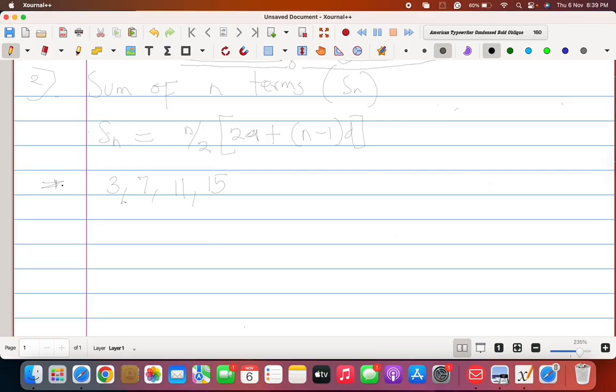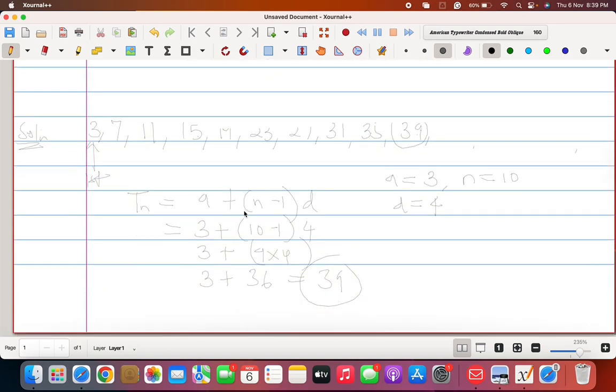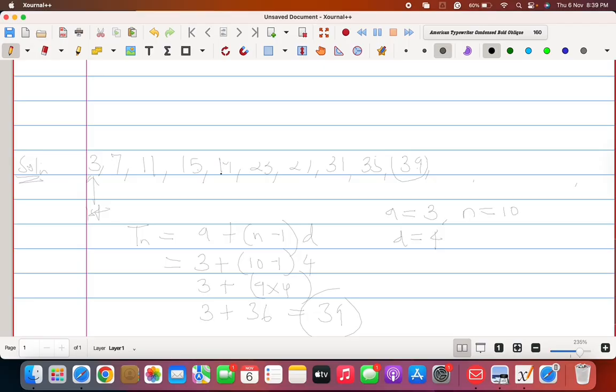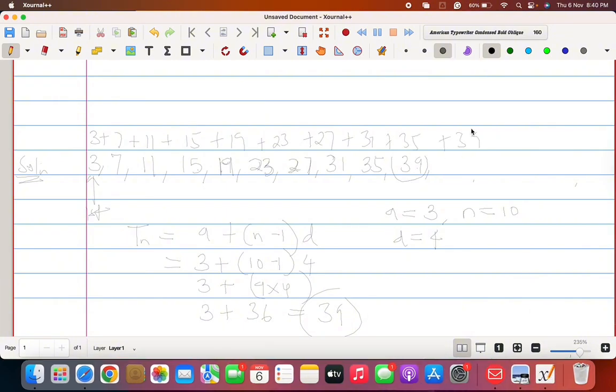I don't know why I had cleaned all of this. Okay, we still have it here. So we have 19, 23, 27, 31. So imagine if you add up all of this, because this is the first 10 terms. This is the 10th term, so this is 3 plus 7 plus 11 plus 15 plus 19 plus 23 plus 27 plus 31 plus 35 plus 39. So let me quickly press that with my calculator.